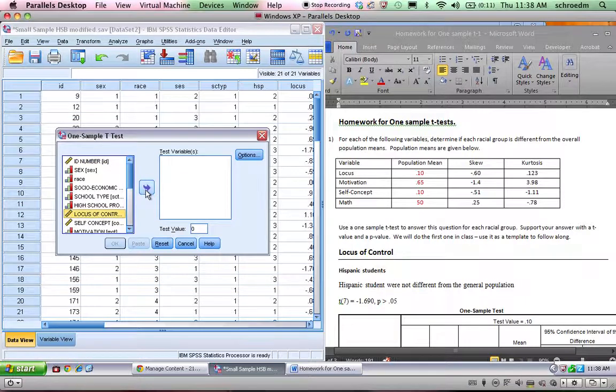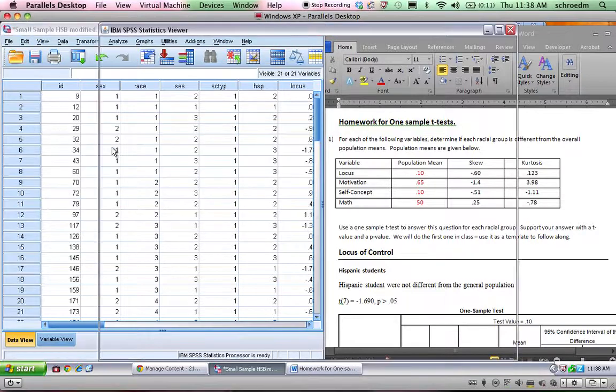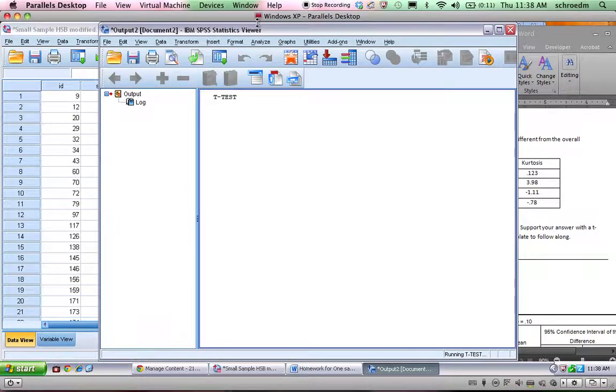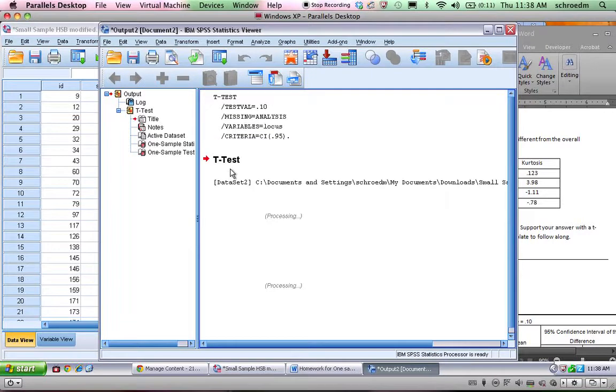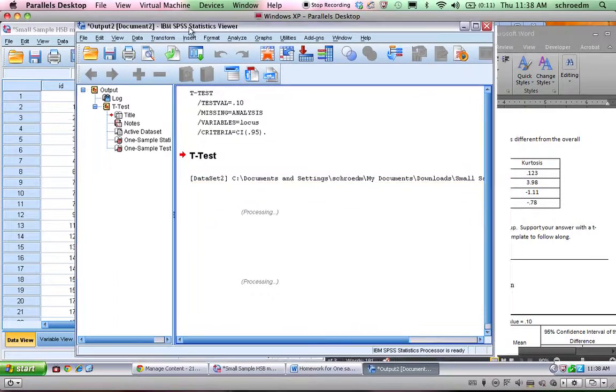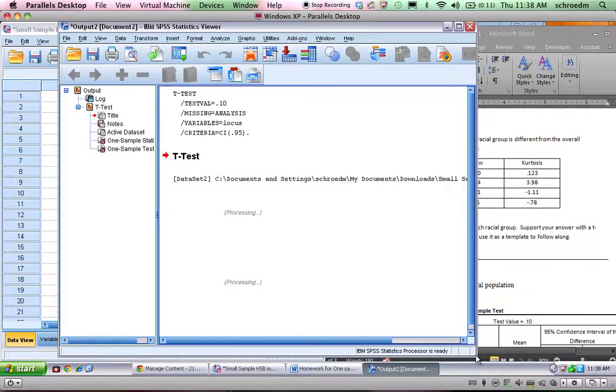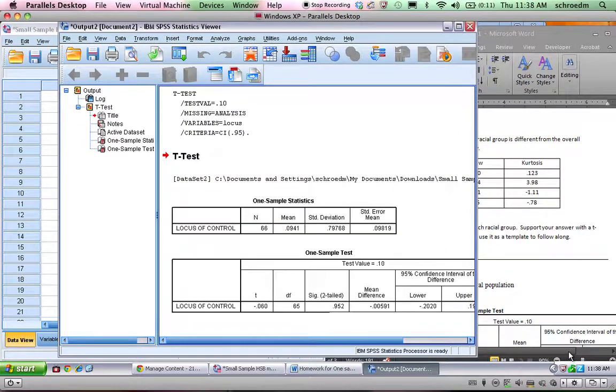And when I do that, what comes up is this little window in which I'm supposed to put the variable that I care about, so locus of control, and I need to fill in my test value, which is the population mean. And it's test value because that's what I'm testing my sample against. And now if I click OK, I'll get this output. Takes a little while, particularly on this computer.